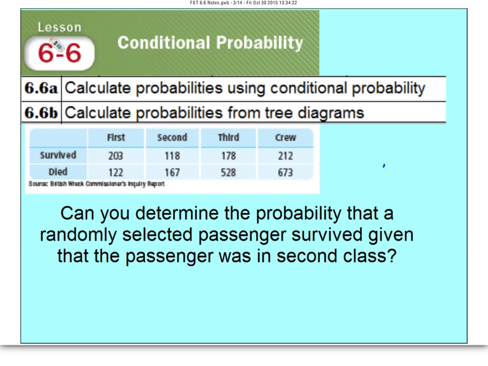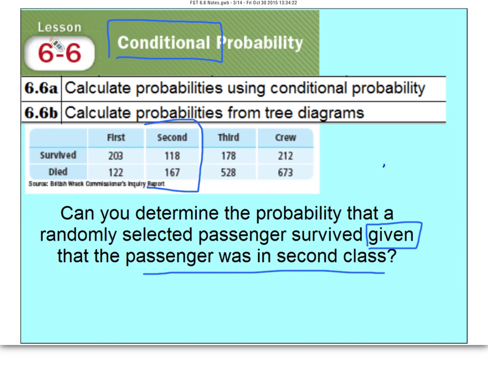Here's the question. Can you determine the probability, just means a fraction, that a randomly selected passenger survived given that the passenger was in second class? Now, Section 6 and Section 5 are very similar. Section 6 is very intentional, though. It's called conditional probability. And in conditional probability, they're going to list a given statement. So it's going to come second, the group that we're looking at. So really, given the fact that the passenger was in second class, that is who we're looking at.